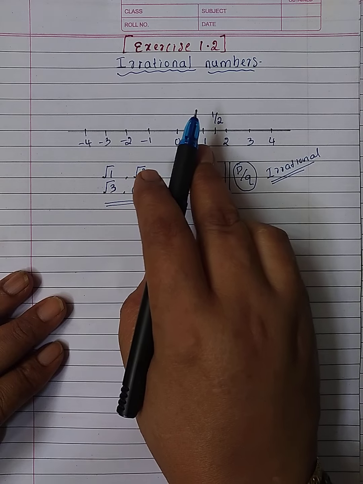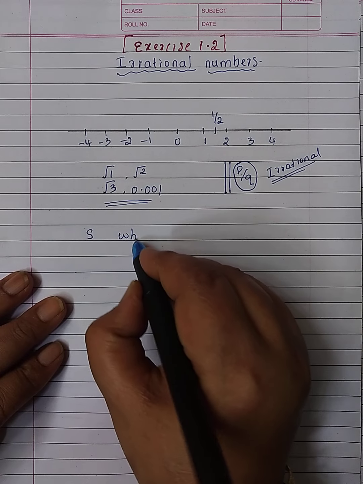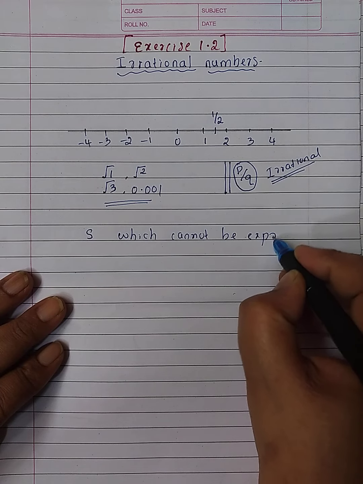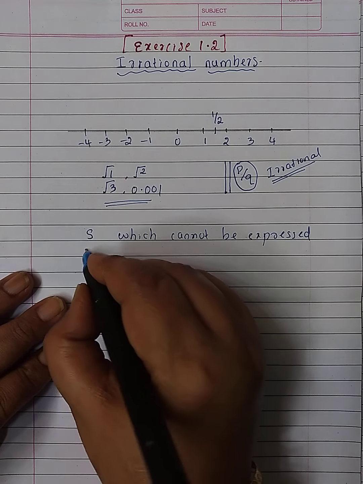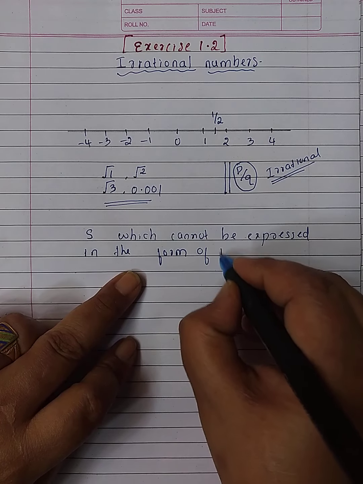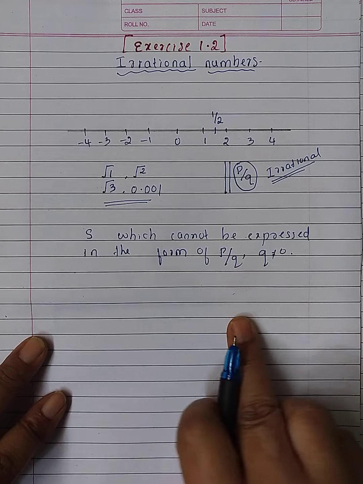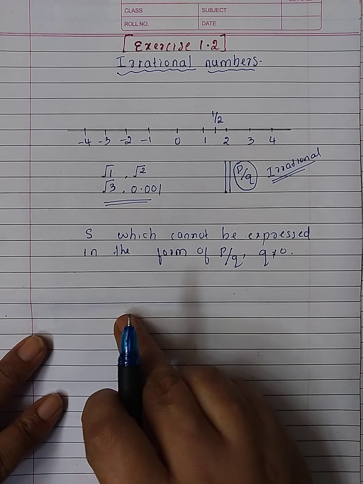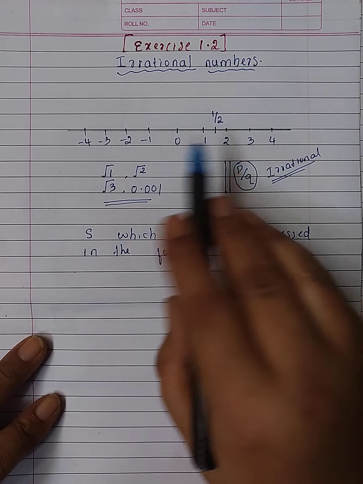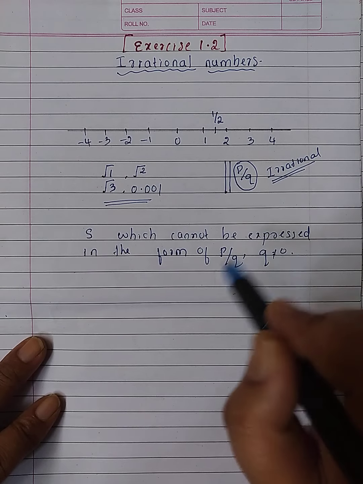So how will you define irrational numbers? An irrational number is a number which cannot be expressed in the form of p by q, where q is not equal to 0. Such numbers are called irrational numbers. Then on the number line, how many types of numbers will we get? Natural numbers, whole numbers, integers and rational numbers along with the irrational numbers.